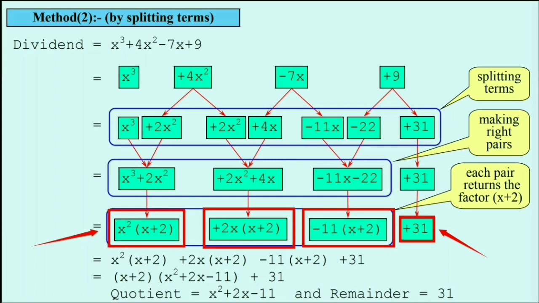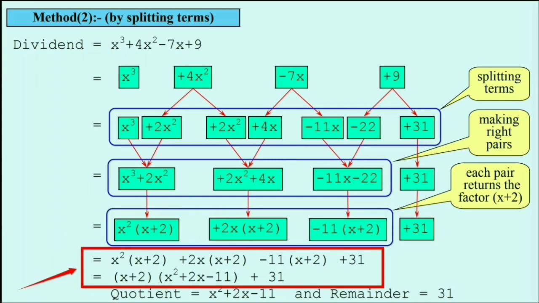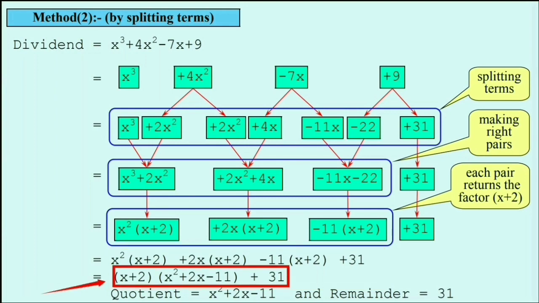Now let's observe the next two lines. In the first one, we find that four terms are there, out of which the first three terms return the factor x plus 2, and the last one, plus 31, is the remainder, and that you can understand very easily from the second line, and that line is x plus 2 multiplied by x square plus 2x minus 11, and then at last the constant term is plus 31.